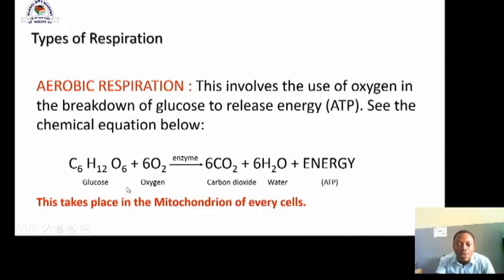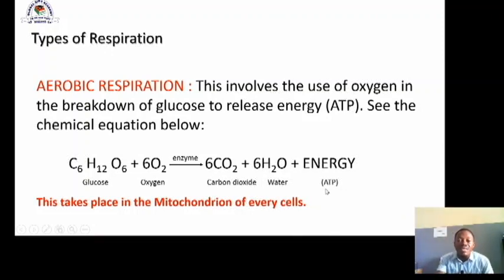Look at this chemical equation below. This is glucose, and then in addition to oxygen, in the presence of an enzyme, particularly oxidase enzyme, that brings about the breakdown of this glucose in the presence of oxygen, to produce carbon dioxide, water, and energy. This energy is in the form of ATP. So we have these products. I may ask you, what are the products of cellular aerobic respiration? You could tell me carbon dioxide, water, and energy.